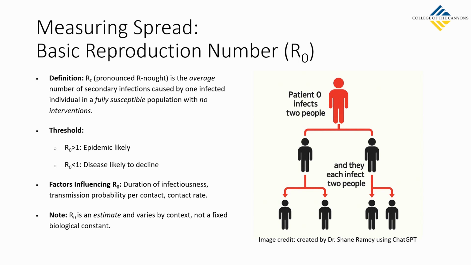And there's a variety of factors that influence what R naught is: how long someone is contagious, how long the disease lasts, how transmissible the pathogen is, etc. There's a lot of things, human behavior. There's a lot of things that can influence R naught. So in essence, R naught is an estimate, not a fixed constant, of how many people someone that is contagious will essentially pass on the pathogen to, right? Will in essence give the disease to.